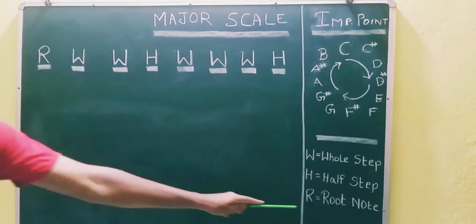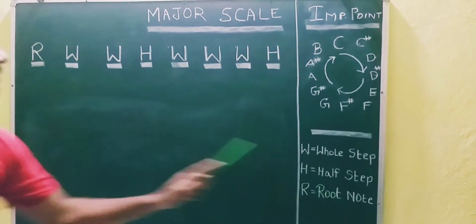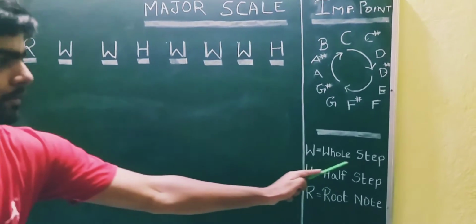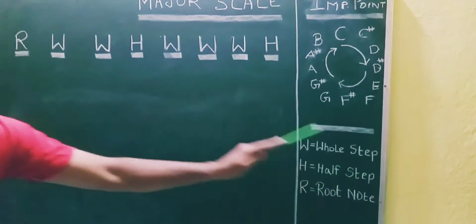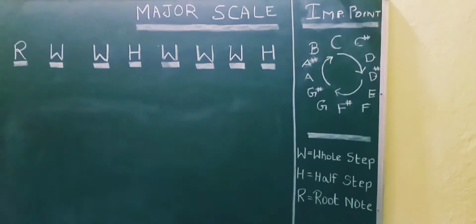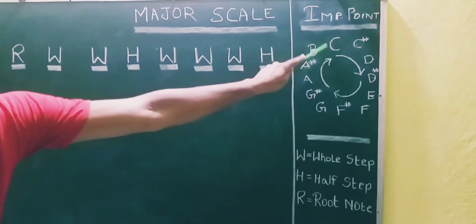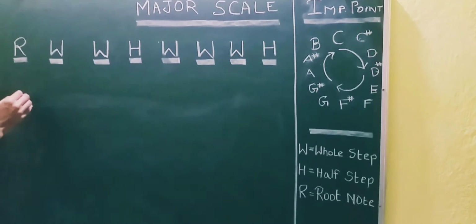R stands for root note, W stands for whole step, H stands for half step. Okay, in this corner I have drawn the chromatic cycle through which we will find the C major scale.